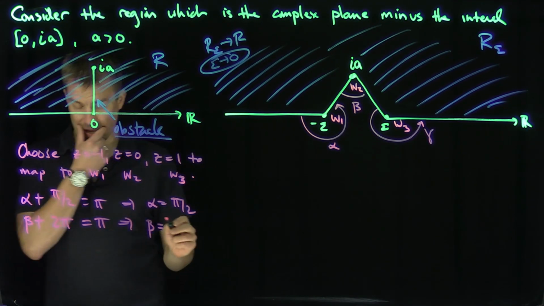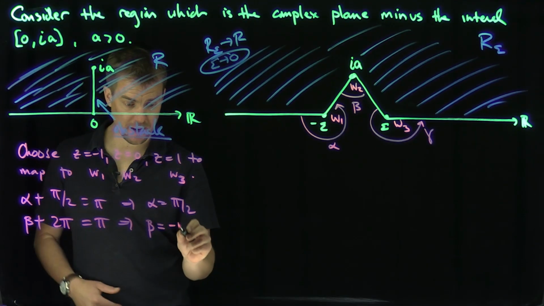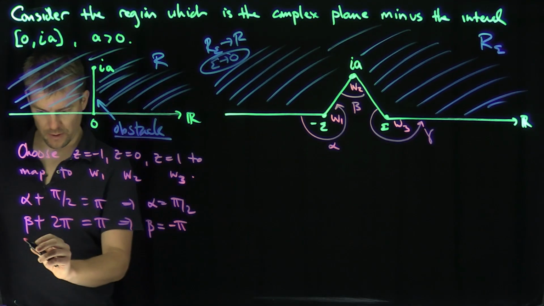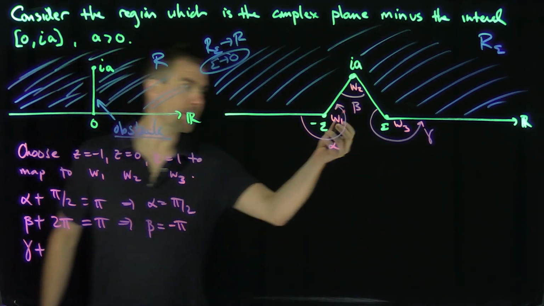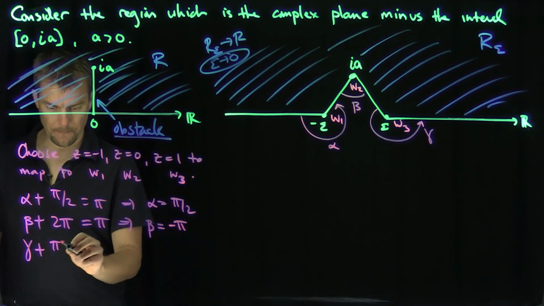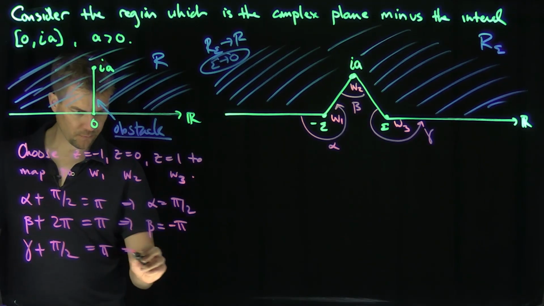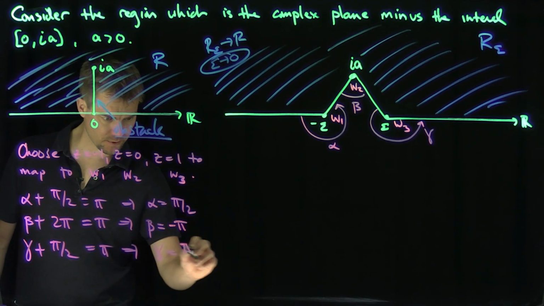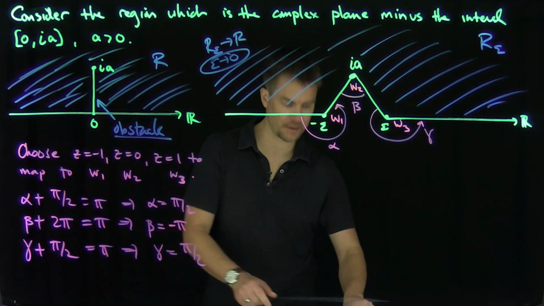Beta is going to be equal to what? Beta is going to be equal to negative pi, which is going to be a positive exponent in Schwarz-Christoffel. And then gamma plus what? Same argument over here, pi over 2 in the limit, is equal to pi, which forces gamma, the exterior angle, to be pi over 2. And of course, all these things are valid.